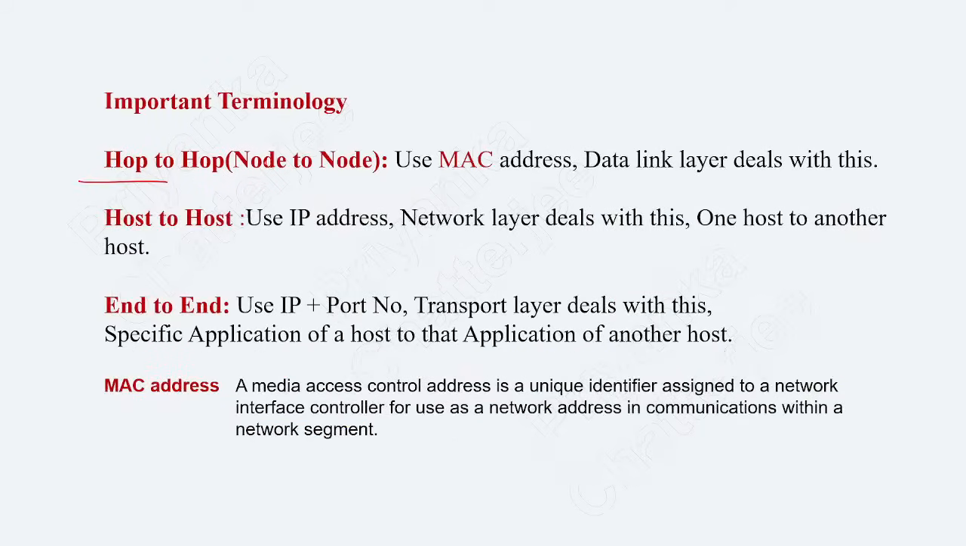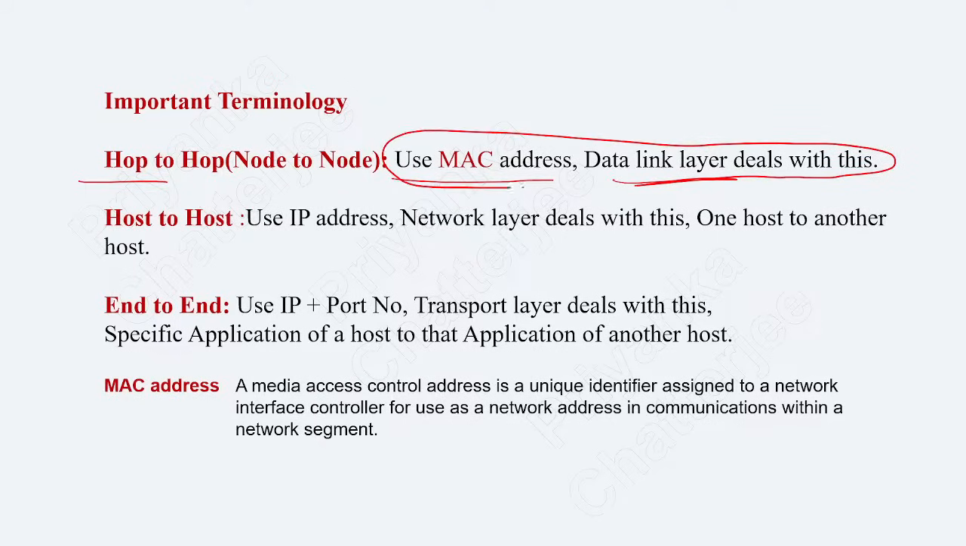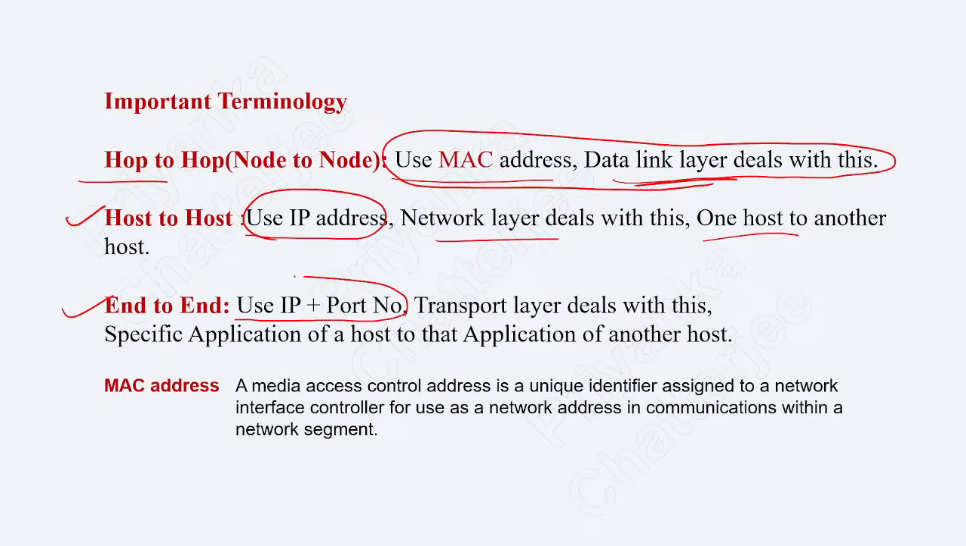Okay, so hop to hop uses the MAC address, and the data link layer deals with this. Host to host, whenever you are coming, uses the IP address. The network layer is handling that. Next one is the end to end, that is the IP address plus port number. So the transport layer is dealing with the end to end.